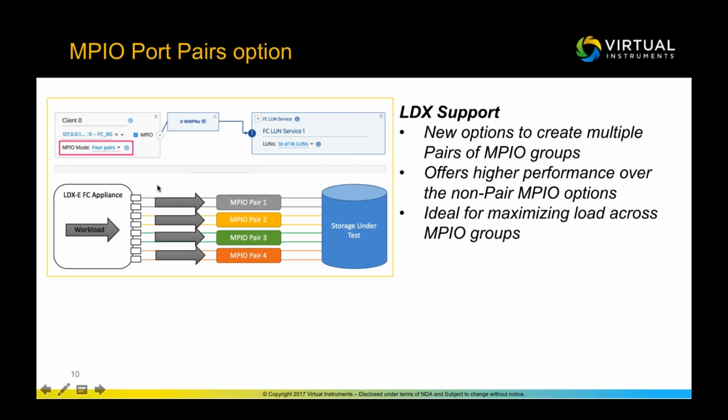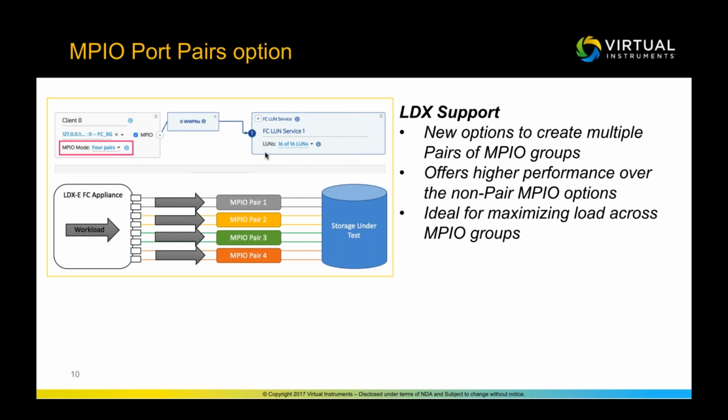Before, if you were to try to use all 8 ports and get maximum performance, it would probably take you about 45 minutes to an hour, or sometimes even more, to configure the test bed correctly. Now, you simply select one of the 2 new options, either 2 pairs or 4 pairs, and we'll automatically configure the complexity behind the scenes so that you can get the maximum performance in an MPIO test. This will probably only take you about 5 to 10 minutes now to finish configuring this complicated test bed.